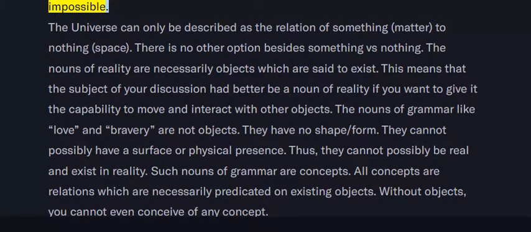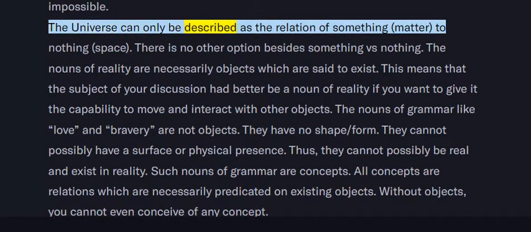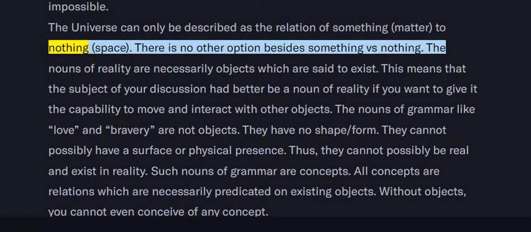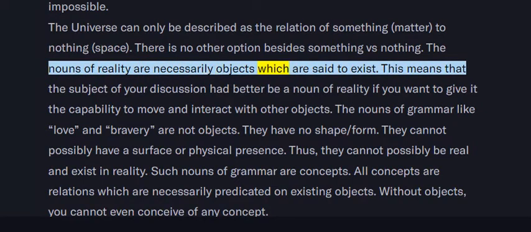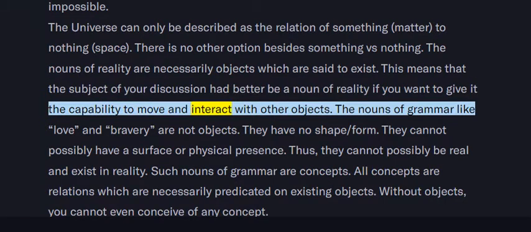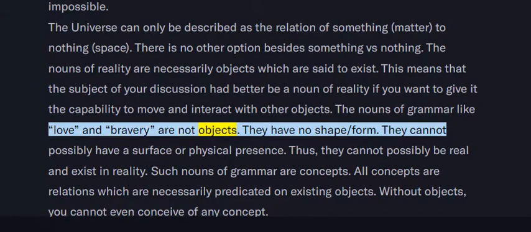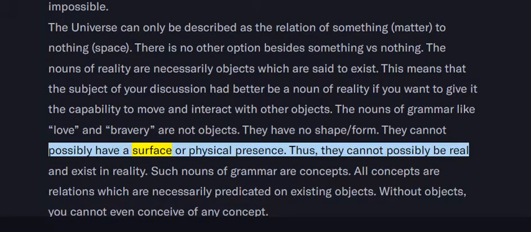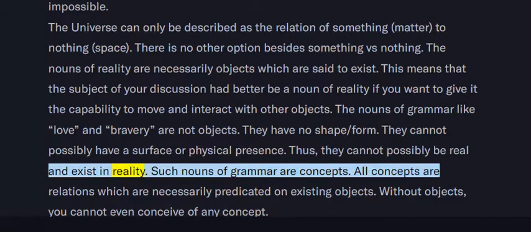The universe can only be described as the relation of something, matter, to nothing, space. There is no other option besides something versus nothing. The nouns of reality are necessarily objects which are said to exist. This means that the subject of your discussion had better be a noun of reality if you want to give it the capability to move and interact with other objects. The nouns of grammar like love and bravery are not objects. They have no shape or form. They cannot possibly have a surface or physical presence. Thus, they cannot possibly be real and exist in reality.